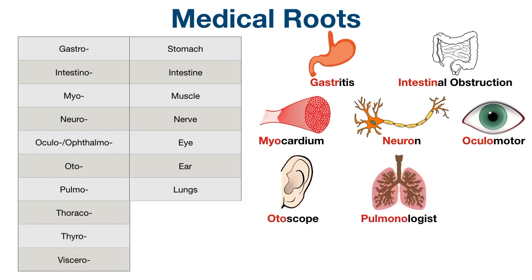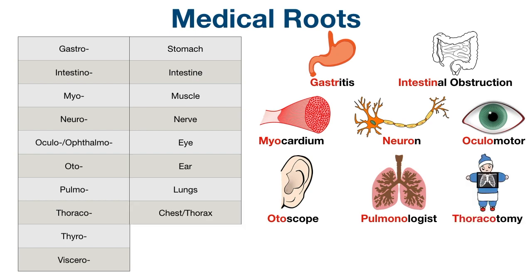The next root is pulmo, which refers to the lungs. Just think of a pulmonologist, who is a practitioner specializing in the diagnosis and treatment of conditions related to the lungs. Next, we have thoraco, which means chest or thorax. An example medical term is thoracotomy, which is a surgical incision into the chest wall.